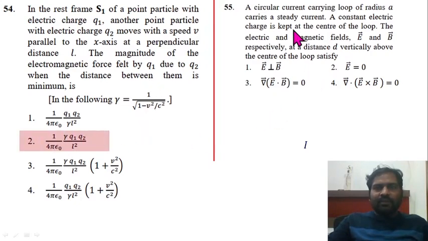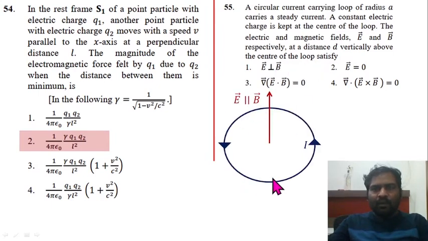So option 2 is correct. A circular current carrying loop of radius a carries a steady current. A constant electric charge is kept at the center of the loop. The electric and magnetic fields E and B respectively at a distance d vertically above the center of the loop satisfy.